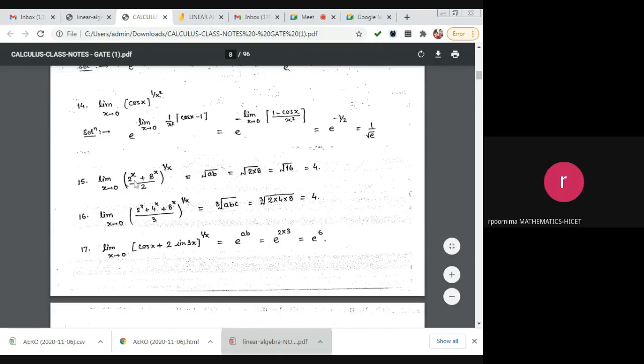Next it is actually a power x plus b power x by a minus b. That formula, so square root of ab. So a is 2, b is 8. So square root of 16 is 4.